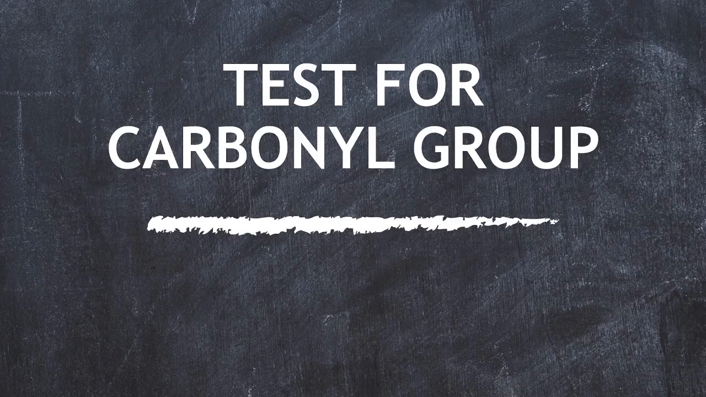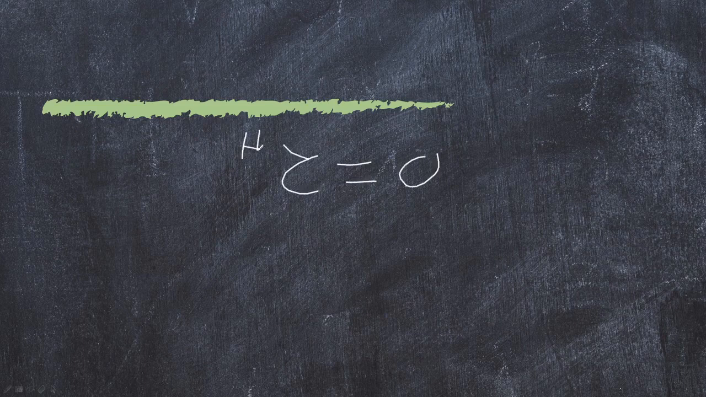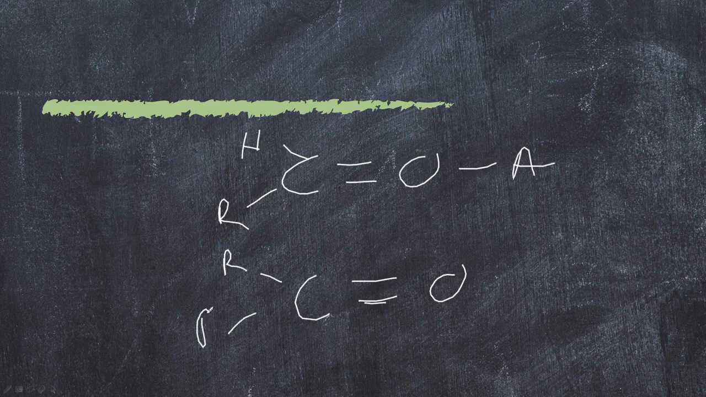Alright, in this video we're going to be talking about tests for carbonyl groups. Now, we know there are two different types of carbonyl groups: the aldehyde and the ketone. The major difference is the presence of a hydrogen in the aldehyde group, while the ketone group has no hydrogen and two different carbon chains attached to it.